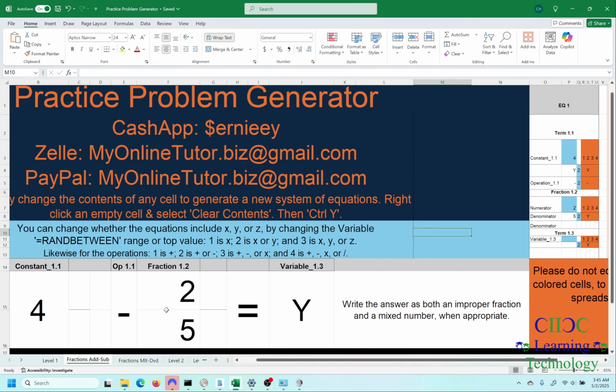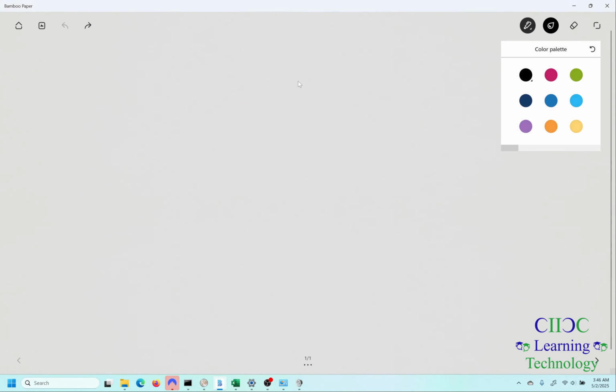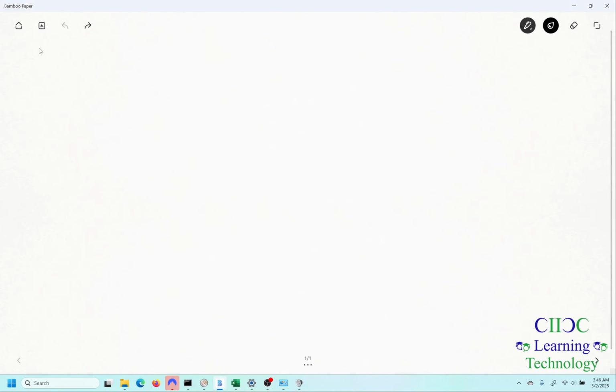So let's go ahead and knock out this one: 4 minus 2/5. Let's get to it. All right, we're already good. So 4 minus 2/5. Again, you have a numerator, you have your denominator. This means that 2 is being divided into 5 parts.